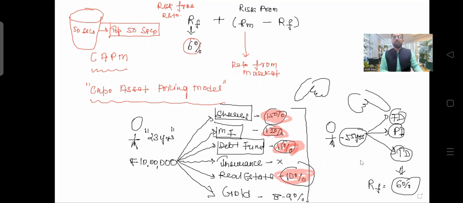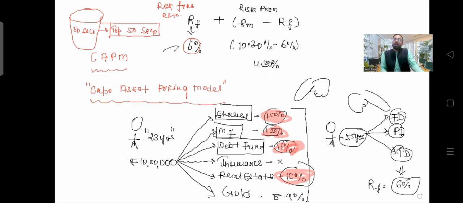But if you are investing your money into the market, how much return has the market given? The market has given a return of 10.3%, right? And what is the return of a risk-free security? The return of a risk-free security is 6%. Now, if you find the difference between 10.3% and 6%, what is the difference? The difference is 4.3%, right? And this is your risk premium.